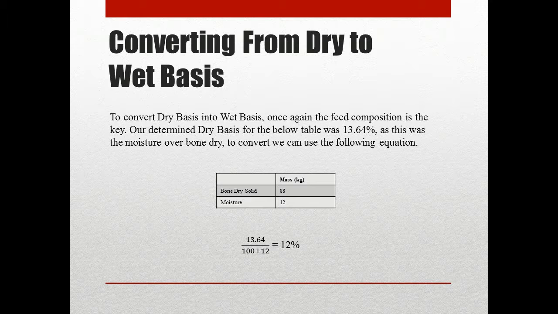So when you're trying to convert from dry basis to wet basis, you take your value from your dry basis, which was 13.64 in the first slide, and you put that over 100 plus your mass in moisture, which was 12. And you'll notice that it comes out as 12% for us, which was the same value as when we were determining wet basis in the second slide.